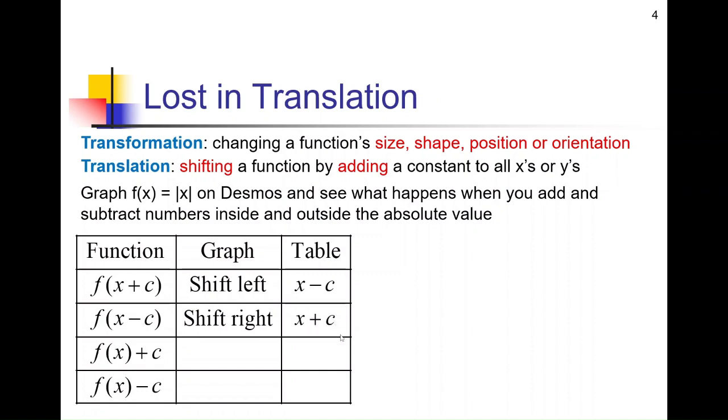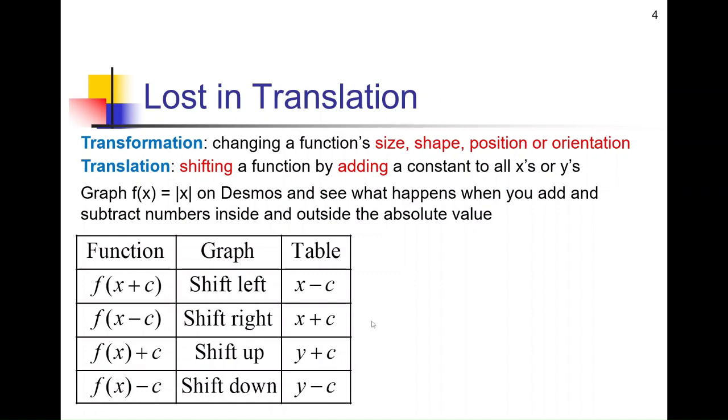Now adding outside was a little different. When I added something outside the absolute value, that actually shifted me up, which is exactly what you would expect with this positive here. So now if you're shifting up, you're doing something to the y values. We would actually add whatever that c was to those y values. And then if you subtract something outside, well, you're shifting down, so you would be doing y minus c.